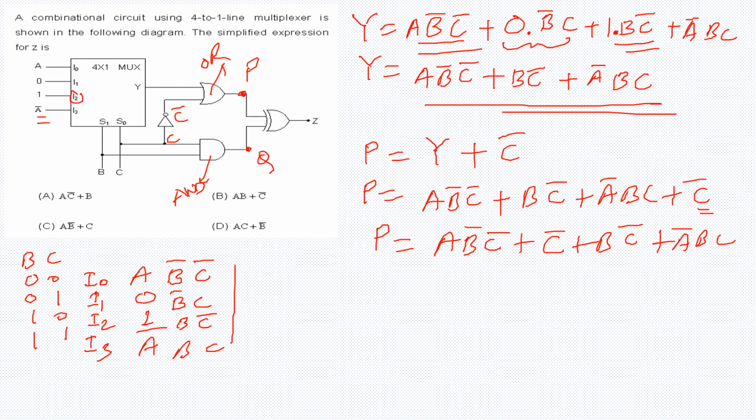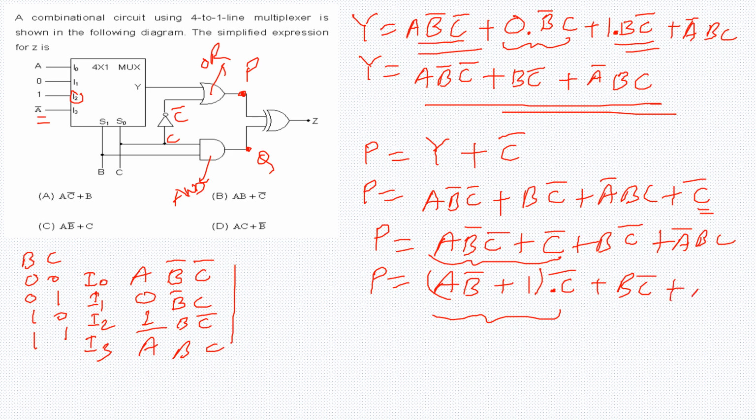Now I will use my Boolean algebra rules, and it will be (A B bar plus 1) dot with C bar. These two expressions are equivalent, plus B C bar plus A bar B C. Now you can write your P as: A B bar plus 1 is simply 1, so I can write it as C bar plus B C bar plus A bar B C.